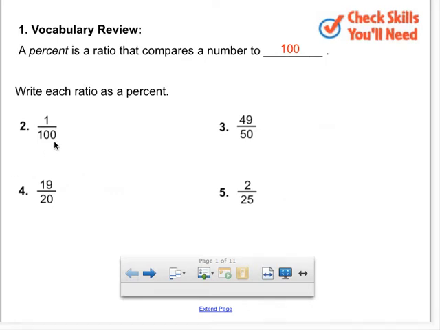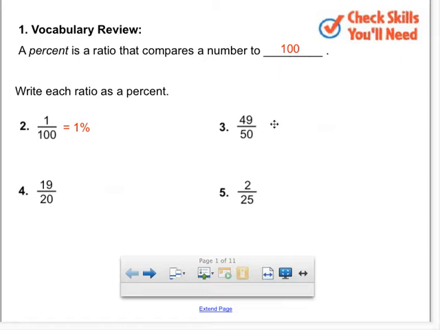Miles in the back, thank you. 1%, very good. So remember, percent is per 100. It's already got 100 in the denominator. If it's already got 100 in the denominator, those are the easiest ones to rewrite as a percent, right? Okay. Who's got number 3? Can I get a volunteer for number 3? Yes, Timothy.